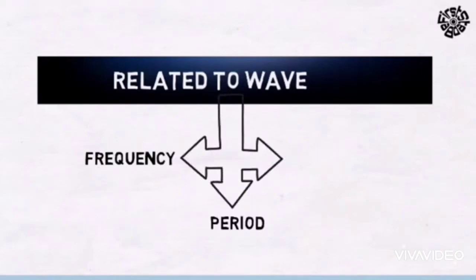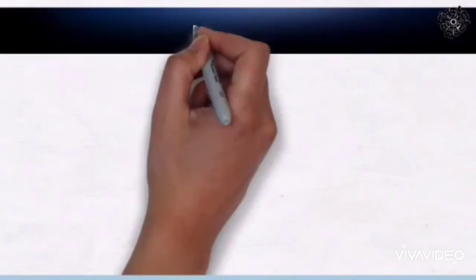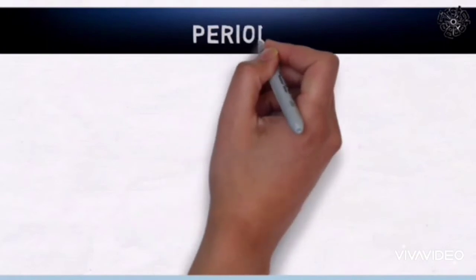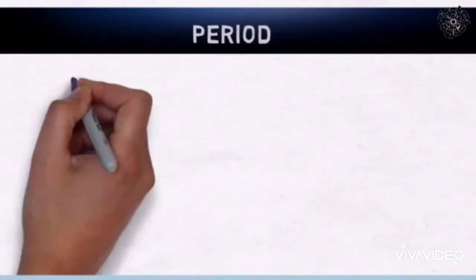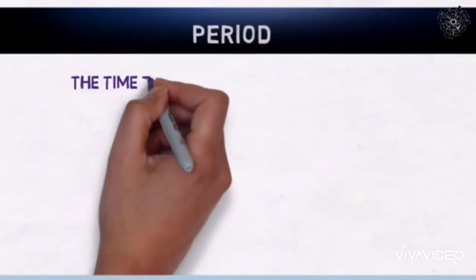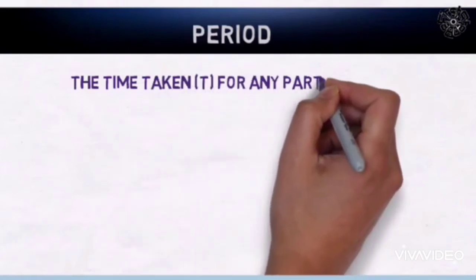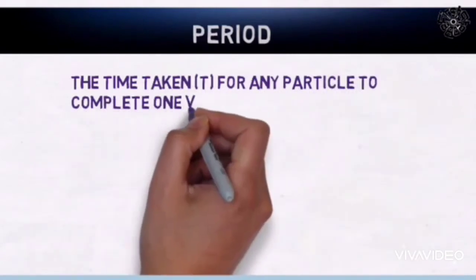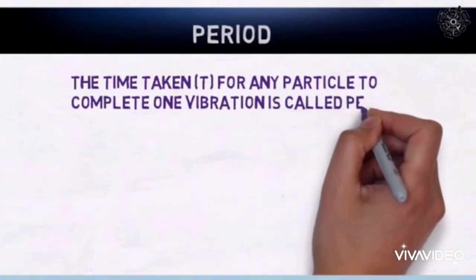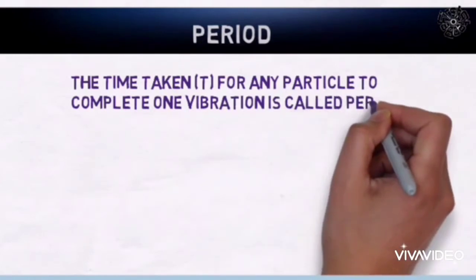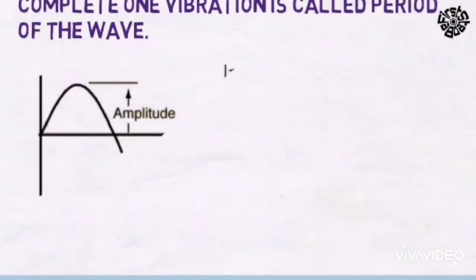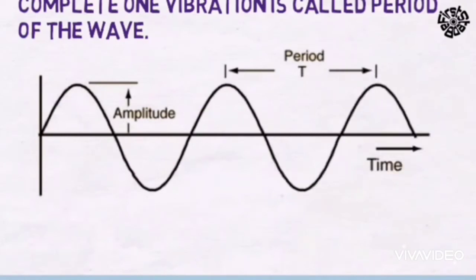So, this is the third session of the chapter Sound, and today we are going to see some terms related to a wave. Our first term is the time period. The time taken for any particle to complete one vibration is called the time period of the wave, and it is denoted by the letter T.